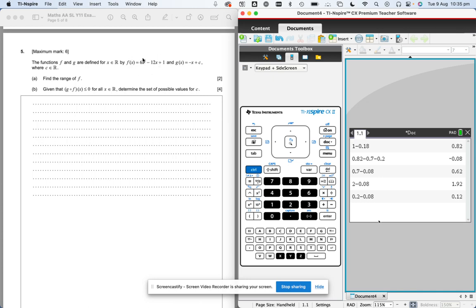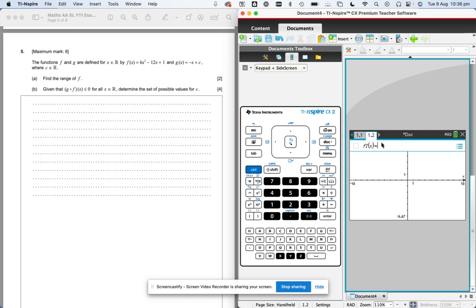Number one, you could turn this into vertex form. Just do it. Take a common factor of 6 out of these first two, and away you go. Once it's in vertex form, the vertex will help you work it out. If you can't see that, then it might be worth graphing it. So I'd probably just go to add a new page and literally just type it in. 6x squared minus 12x plus 1.